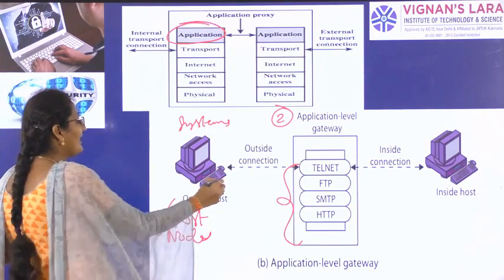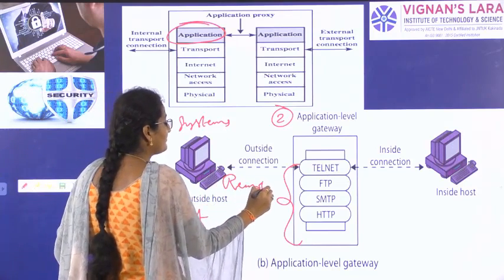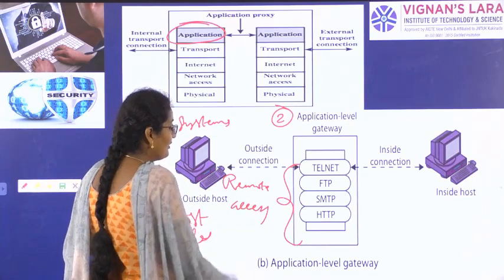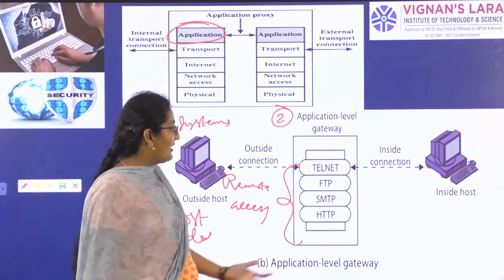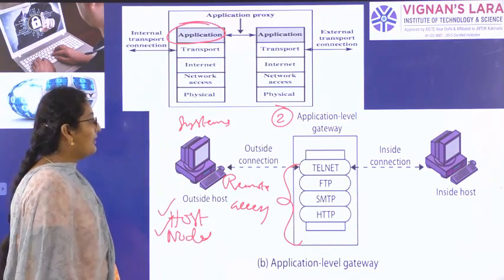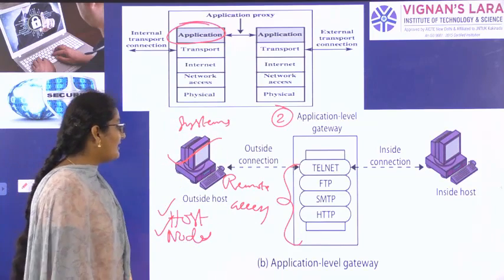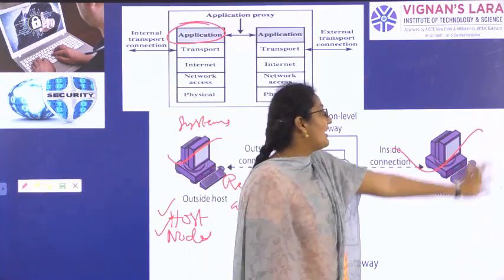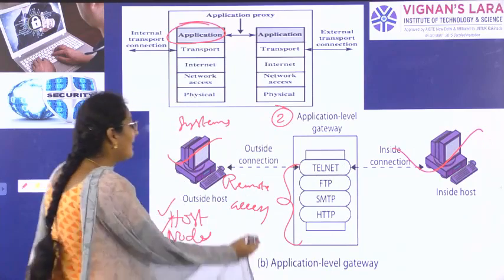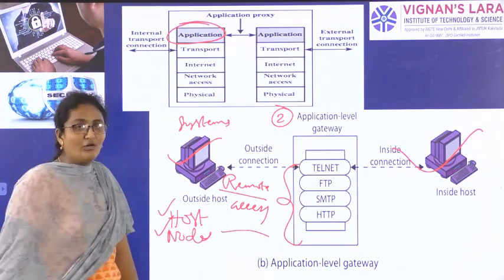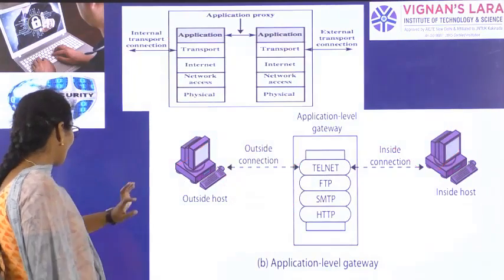Now if I want to take remote access, I am using this application level gateway firewall, so that I can connect the outside host and inside host, which are in two different networks, by telnet using remote access. So this is the second type of firewall.